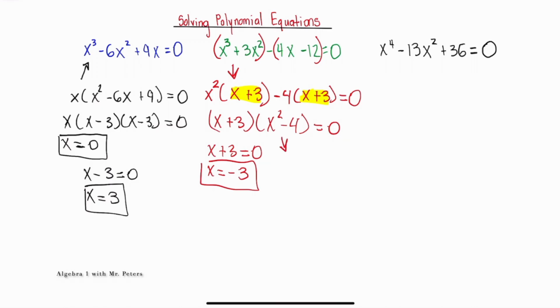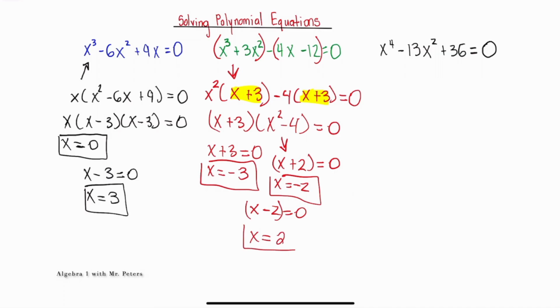So this breaks down as x plus 2 is equal to 0. So we get x is equal to negative 2. And our second factor of x minus 2 is equal to 0. So we're going to get x is equal to positive 2.